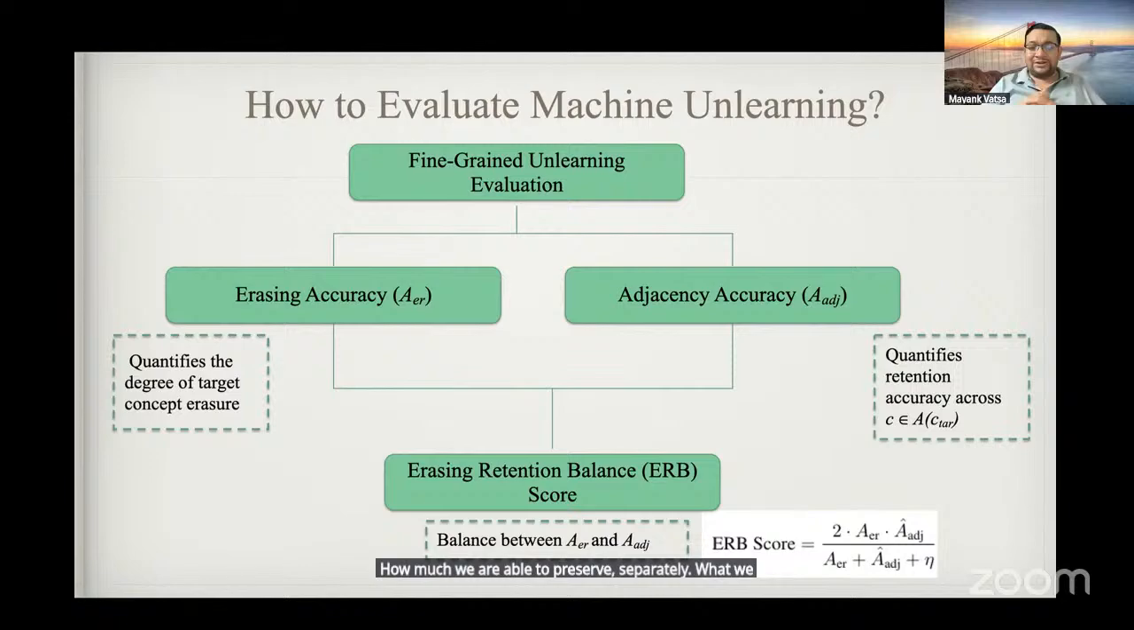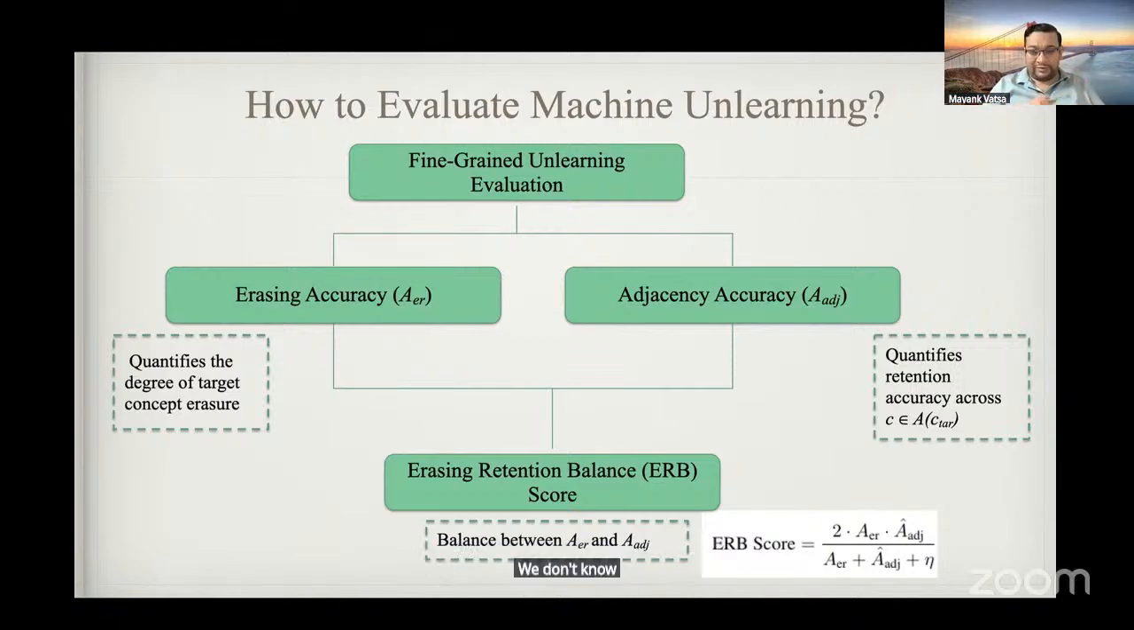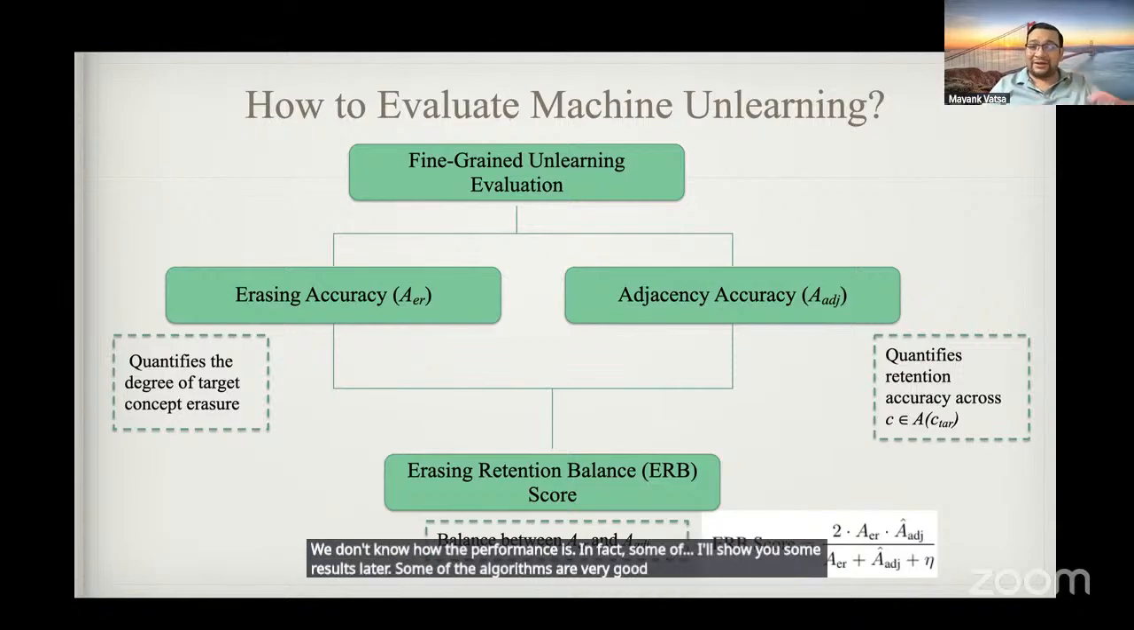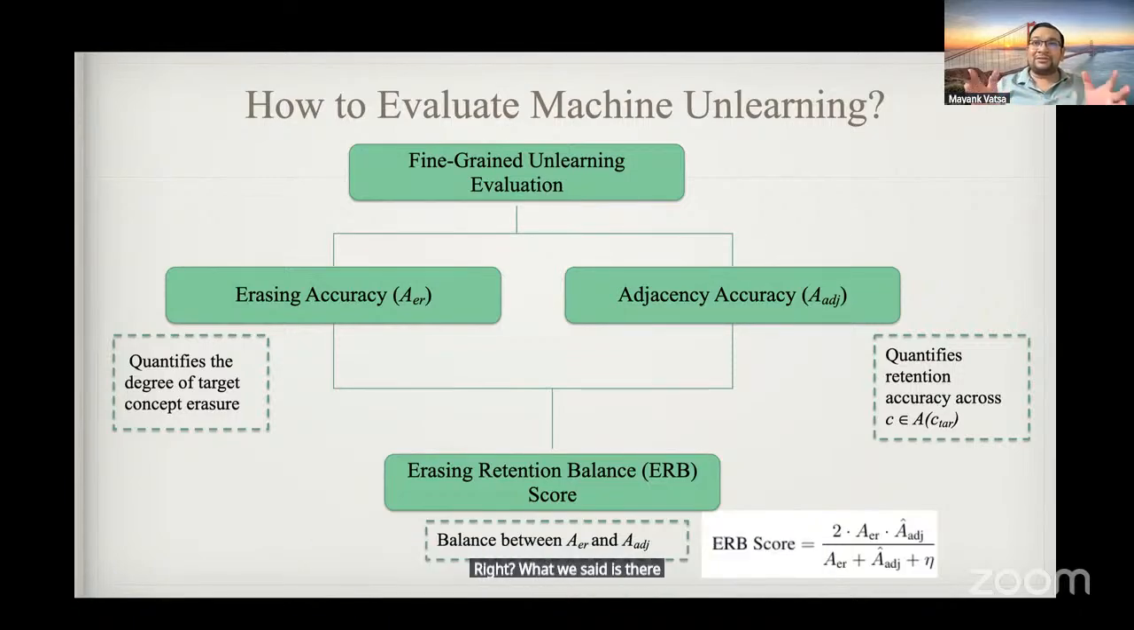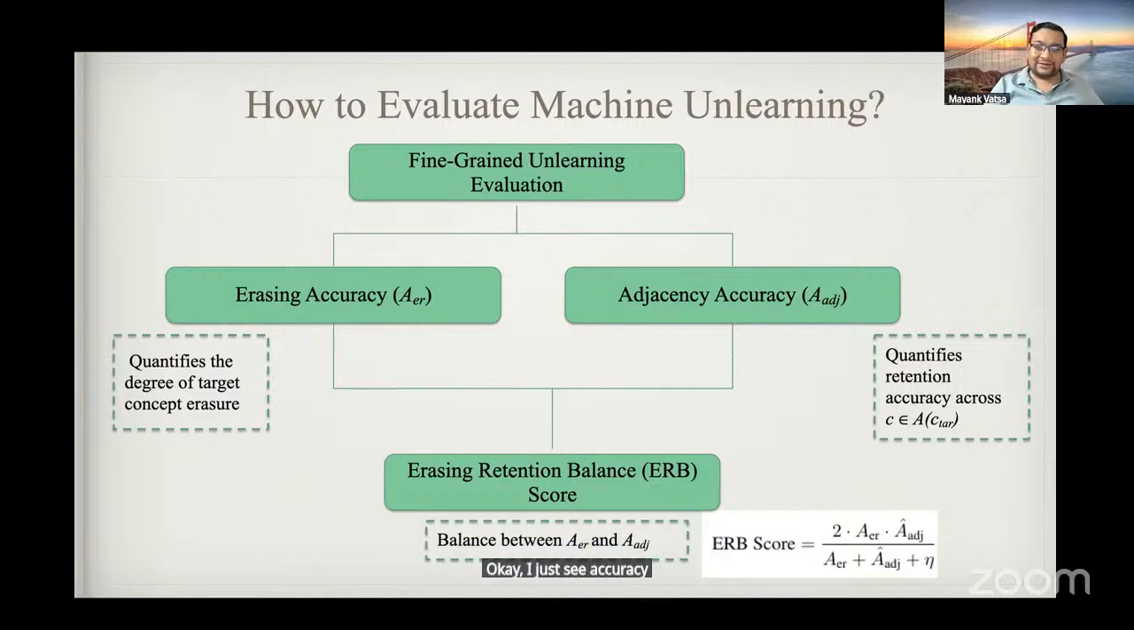What we said is that looking at two different metrics may not be a good idea. We don't know how the performance is. In fact, I'll show you some results later. Some of the algorithms are very good at erasing, but they are also forgetting everything else, right? What we said is there should be a balanced metric where the information from both erasing and retention is incorporated. And that's what we are proposing in ERB, where we balance my erasing performance and retention performance as the harmonic mean of the two accuracies, erasing accuracy and adjacency accuracy. Okay, adjacency accuracy is essentially retention accuracy.